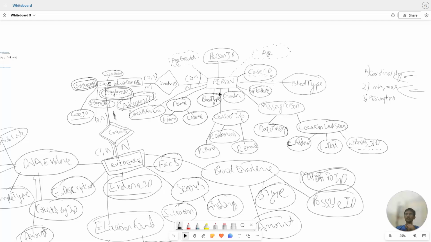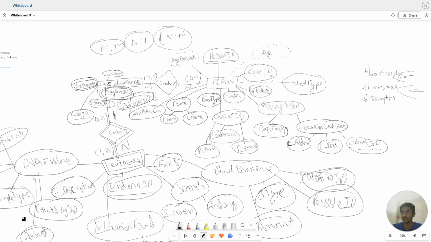Now, coming to the cardinality, why do I have an n to m? If we do it like a ratio, remember, n to m is a cardinality, 1 to n, n to 1, and n to n. These are some examples of cardinalities. Again, when we talk about cardinality, it's one person ID. Think about how many cases one person ID can be involved in.